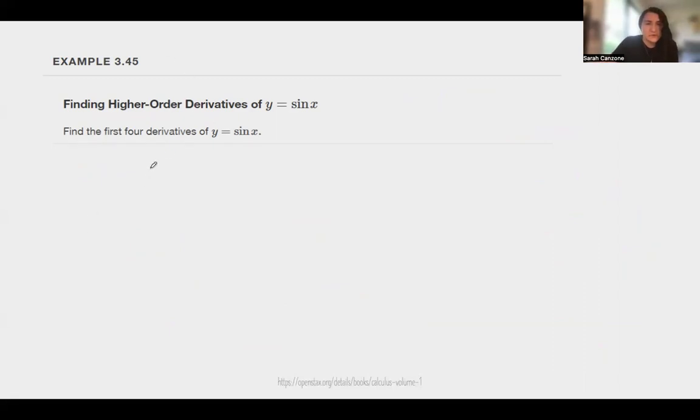So find the first 4 derivatives of y equals sine of x. Here's the first one, y prime. We know the derivative of sine is cosine of x. Now y double prime is the derivative of y prime. The derivative of cosine is negative sine of x. Not too bad. If we want the third derivative, that's the derivative of the second derivative.